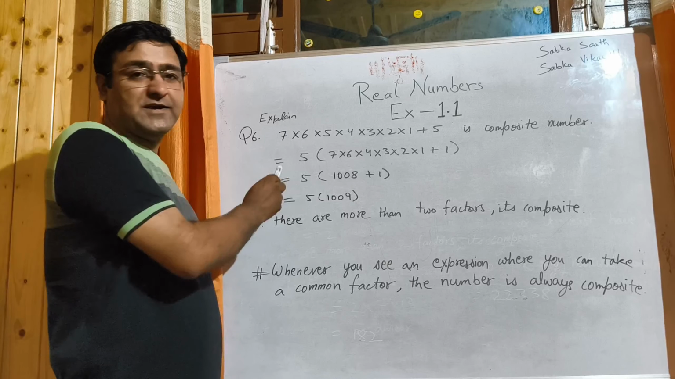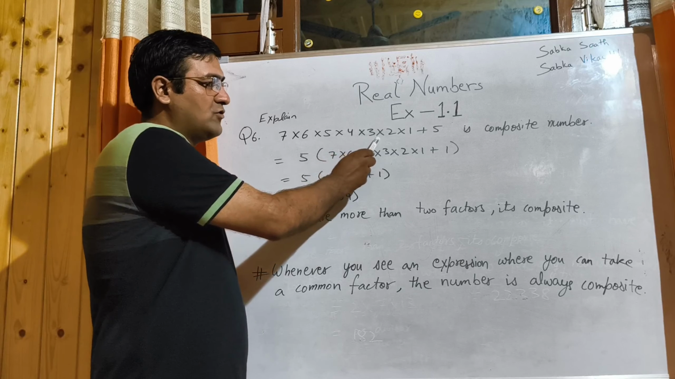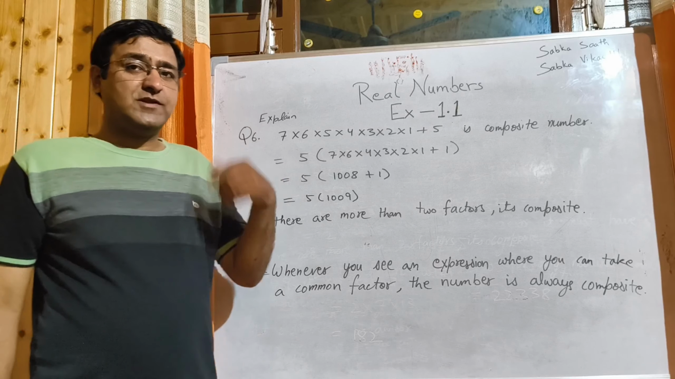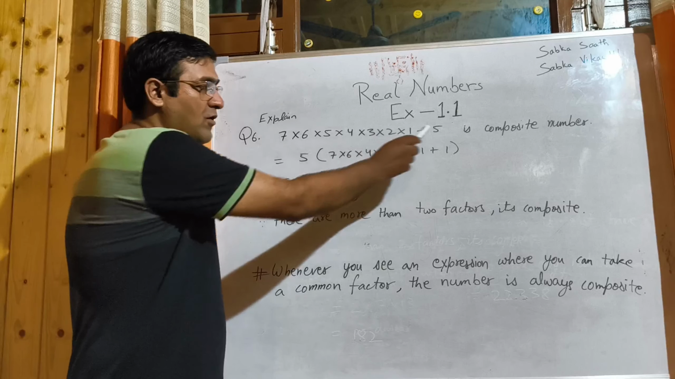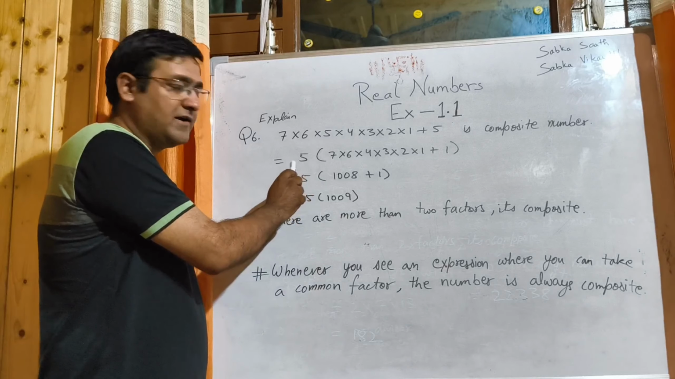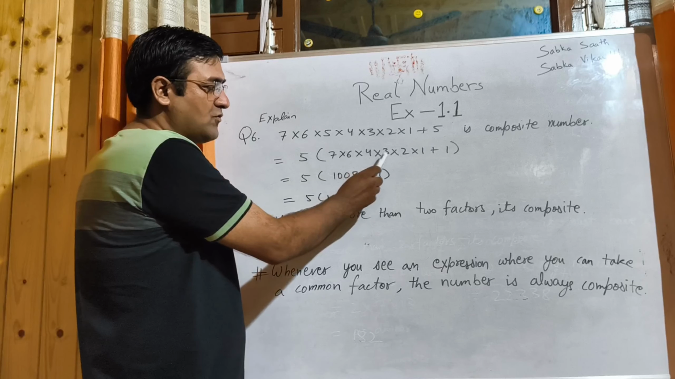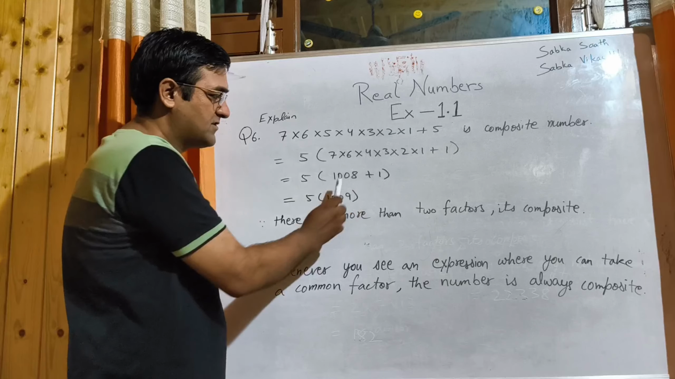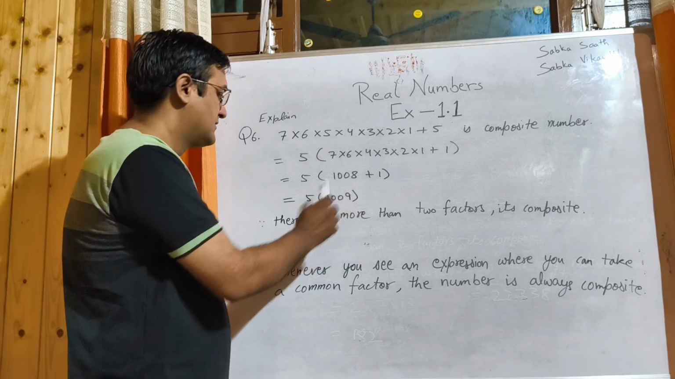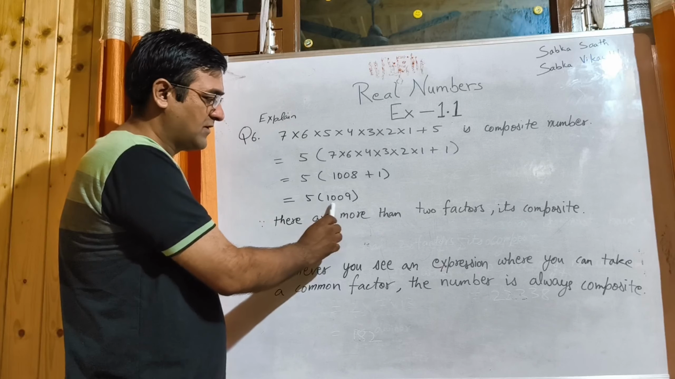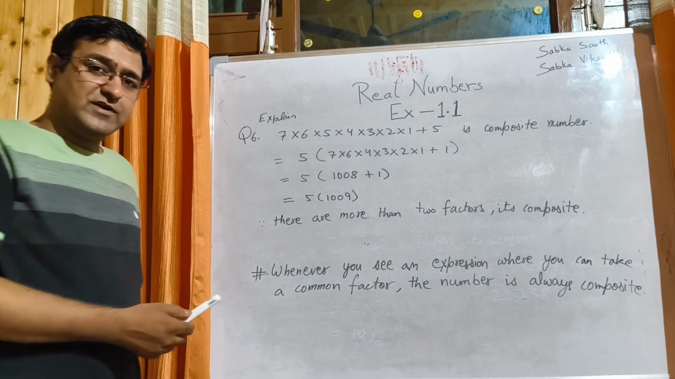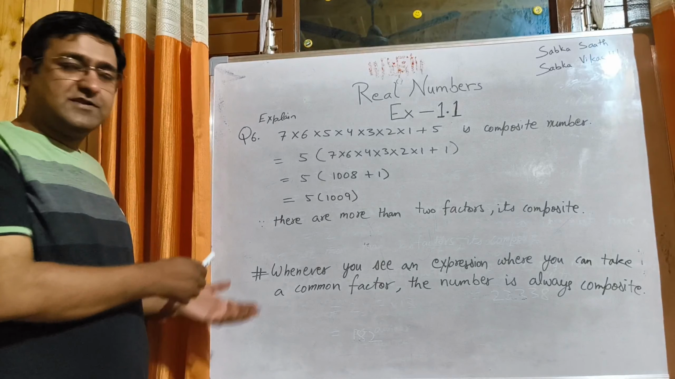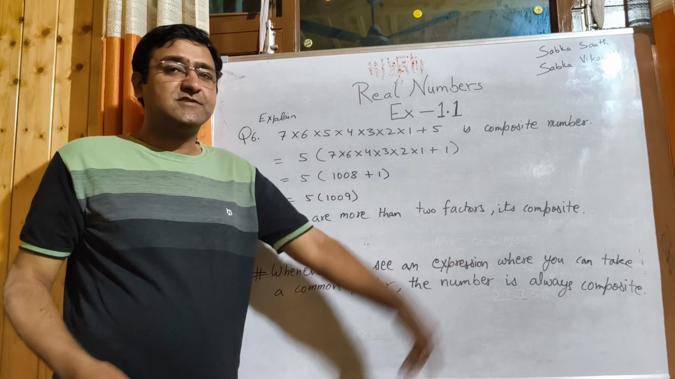Second part it says explain 7 into 6 into 5 into 4 into 3 into 2 into 1 plus 5 is a composite number. So we'll solve this also similar to the first part. We'll take 5 common from both of them since 5 is common here. So we are left with 7 into 6 into 4 into 3 into 2 into 1 plus 1. So this whole gives us the multiple of 1008. So 1008 plus 1 is 1009. So here also we are getting 2 factors, 5 and 1009. Now since there are again more than 2 factors, therefore it is composite.